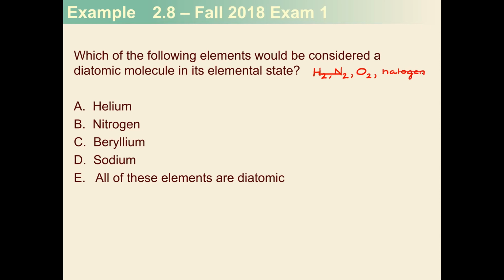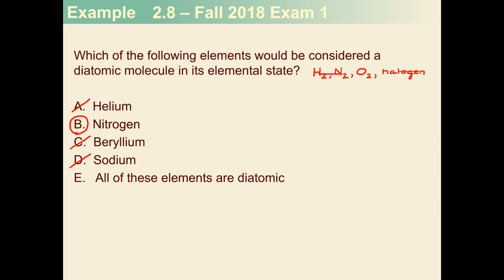So let us go and look at our group right now. Helium is not in this group, so helium does not count. Nitrogen, however, does show up in this group, so nitrogen is a possible answer of letter B. Beryllium is going to be an alkaline earth metal, and none of those are going to be diatomic, so that cannot be correct. And finally, when we have sodium, that is an alkali metal, it is monoatomic. It only wants to have one atom, so that is going to be incorrect.